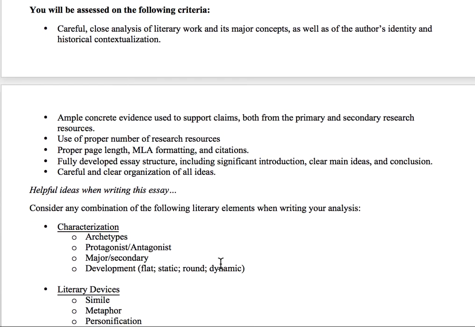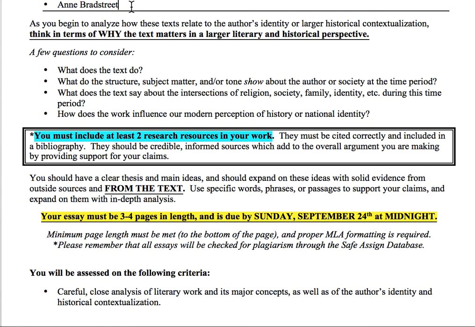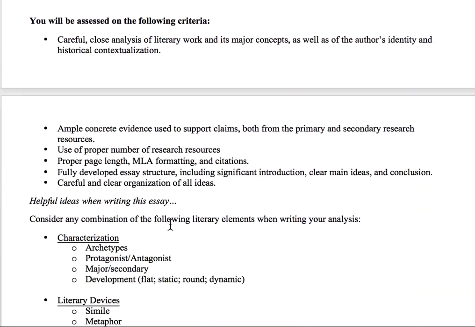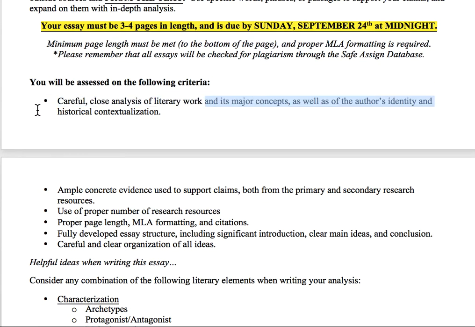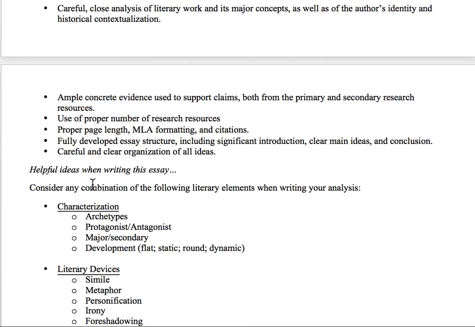All right, and this is what you're going to really be assessed on. So make sure you stick to analyzing the work. I don't want this to become a biography. Don't go into just the life and history of Anne Bradstreet. Focus on the text, and the biography and the history is secondary. It's less important to me than the actual text, that you break down the text like a literary work. So make sure you keep the focus on the work, break it down, and look at the major concepts like metaphor, simile, imagery, all those different things. And then secondarily, the author's identity and the historical context.